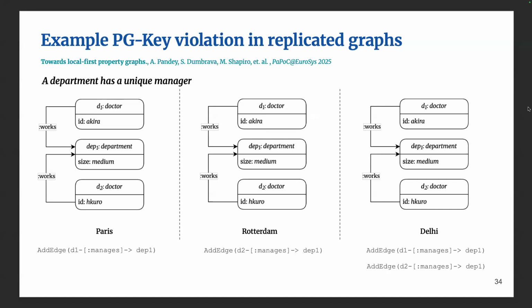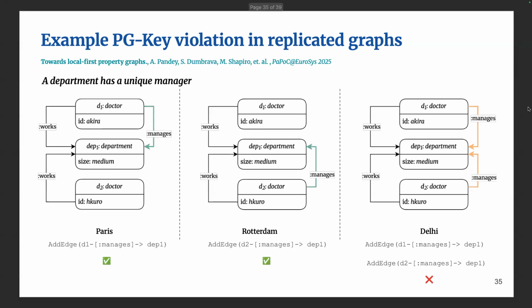So then the Paris replica adds an edge, and the Rotterdam replica adds an edge. And then let's say that they merge the updates in the Delhi replica. So even if locally none of these replicas actually violates the constraints, later on when they merge the states, the constraint is broken. So how can we allow for replication of graph data with this constraint preservation in mind?